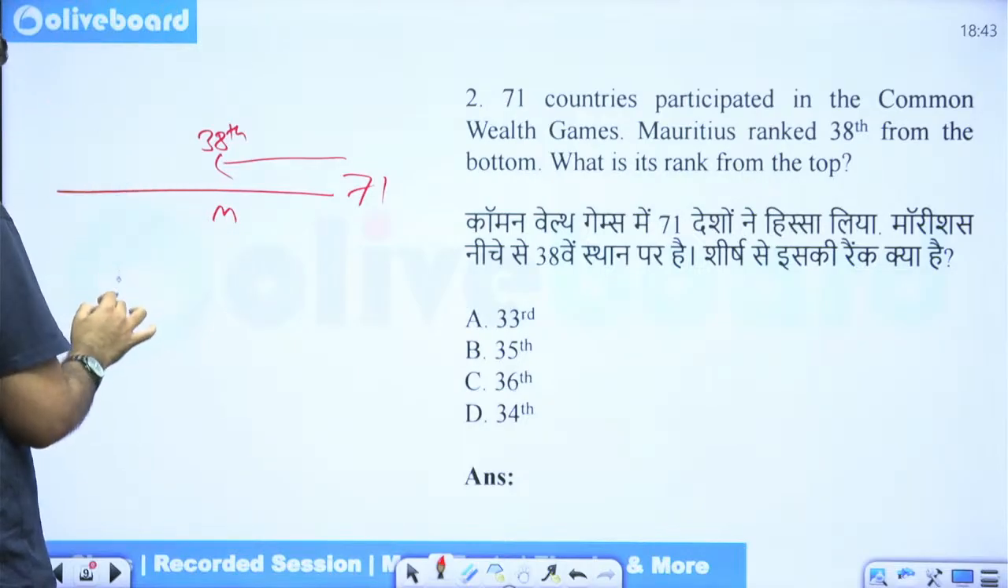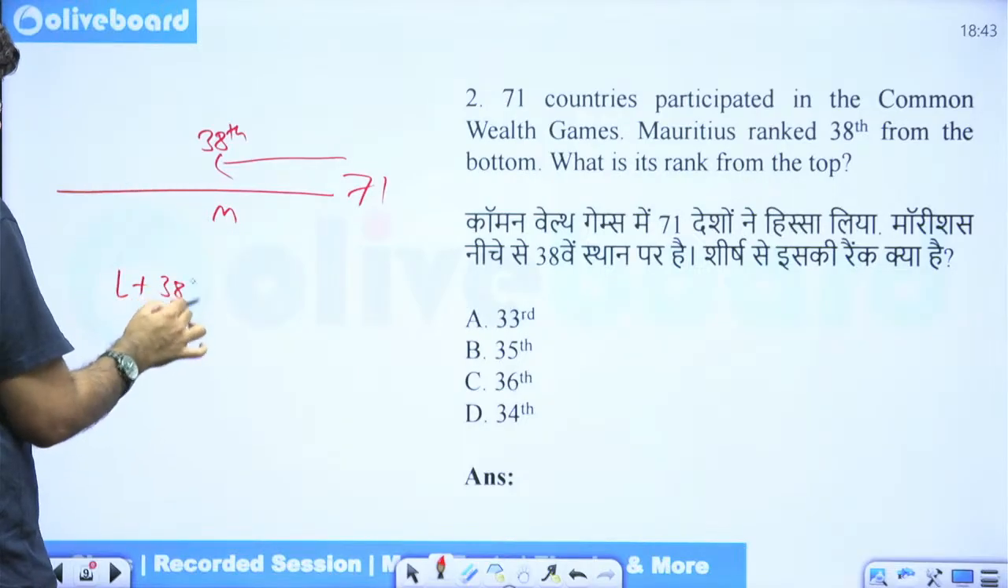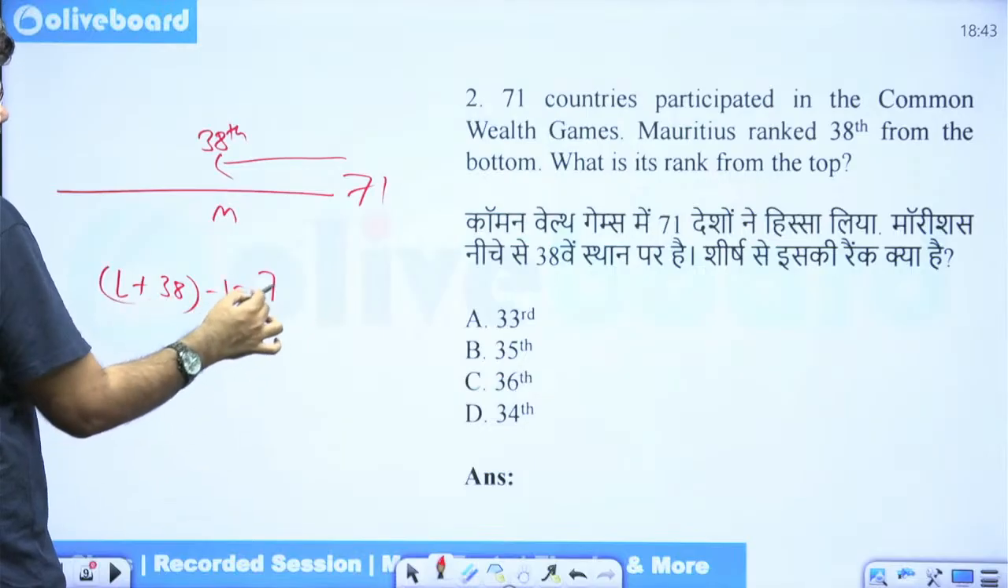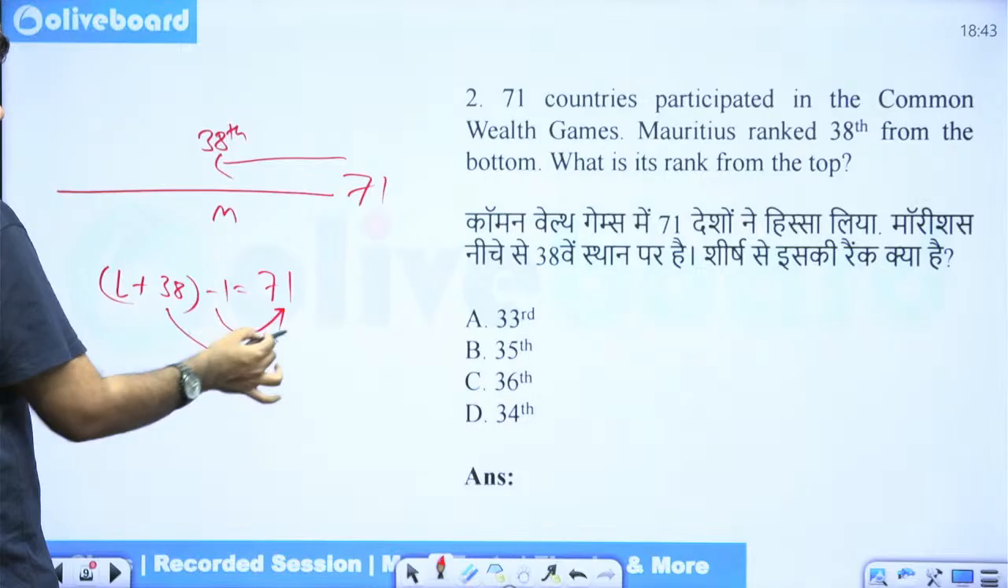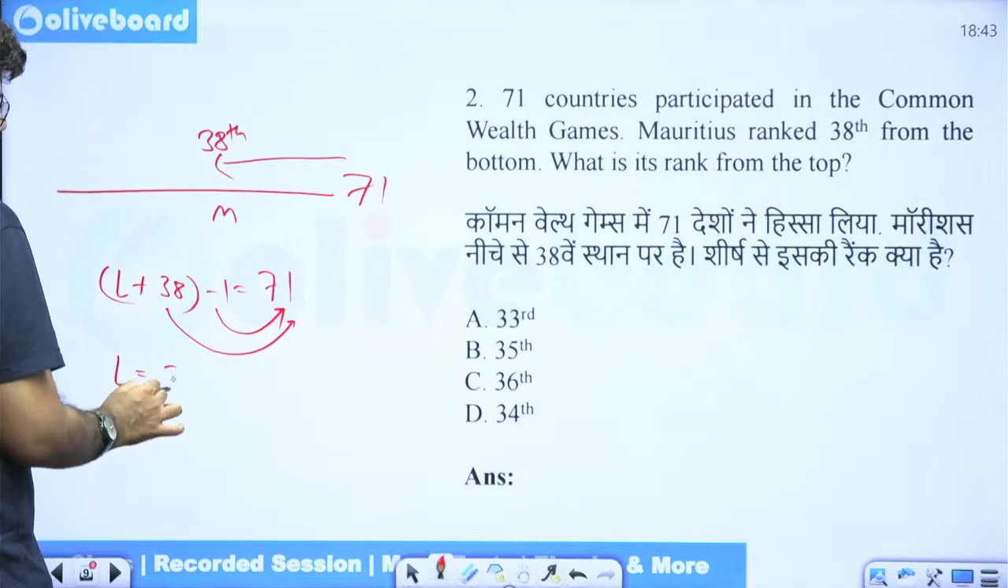Okay. L plus 8 1 is equal. First increase it there, subtract this there. Have L is equal to total plus 1.